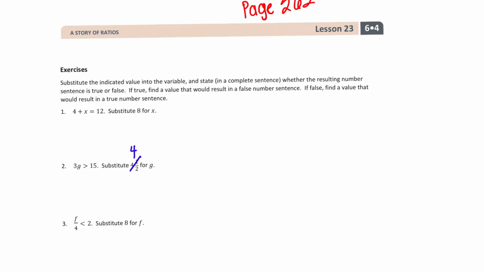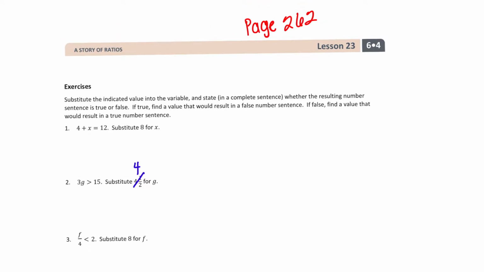We're going to work on page 262 in your workbook, and this is lesson 23. Let's read the directions. Substitute the indicated value into the variable and state in a complete sentence whether the resulting number sentence is true or false. If true, find a value that will result in a false number sentence. If false, find a value that would result in a true number sentence.